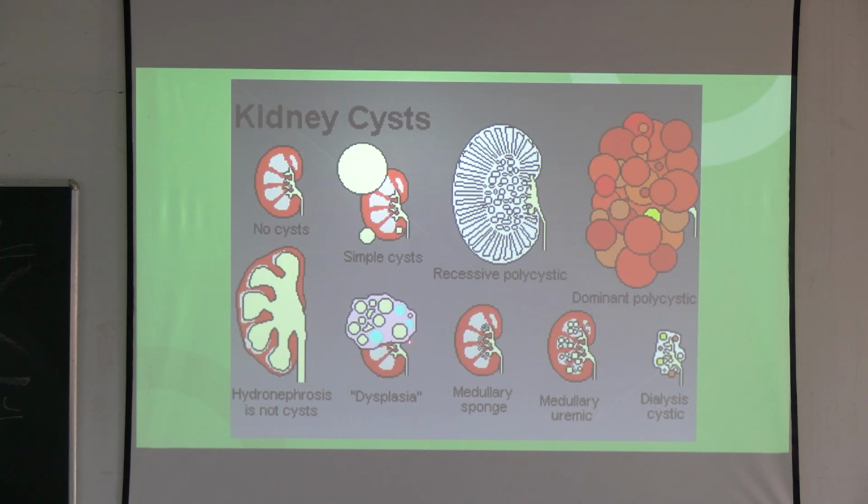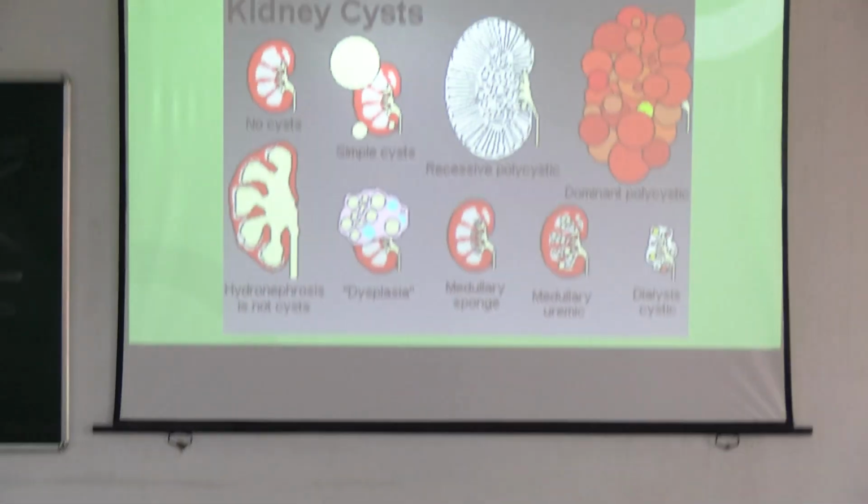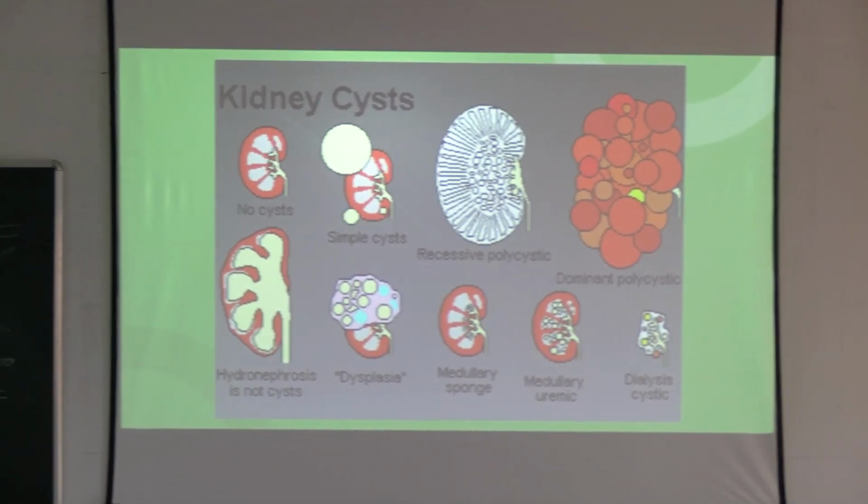This is dysplastic kidney with minimal identifiable renal tissue. Medullary sponge kidney, we will tell every disease in detail in later slides. Yeah. Medullary uremic kidney and dialysis cystic kidney, all will be told in detail in later slides.